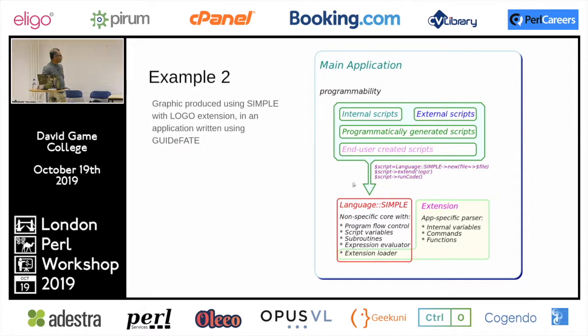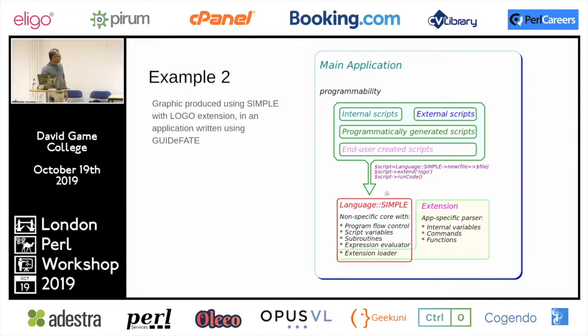It took my brain a bit more. But this is essentially how it works. So there's a main application, which has its programmability. It has internal scripts and external scripts, programmatically generated, so the program itself can generate scripts. And the key thing is the end user can create scripts as well.